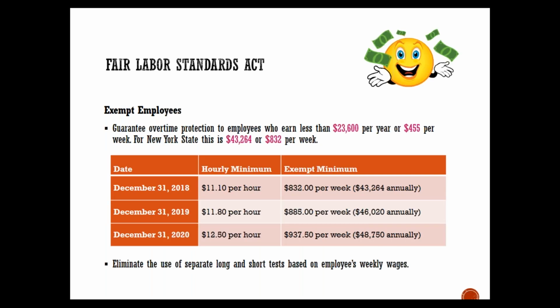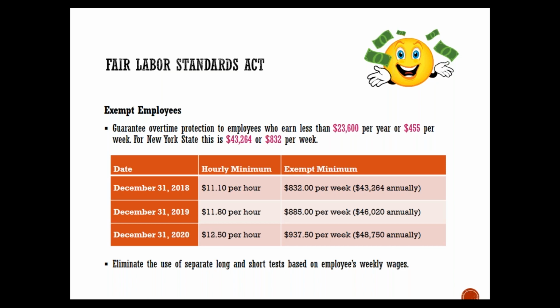Currently, exempt employees are exempt from overtime, and the federal minimum is $455 per week, which is $23,600 a year. In New York State, this is much higher, almost double. It's $832 per week, which is $43,264 for the year. This cannot be prorated for part-time employees. The first test you have to meet is the salary test, and they have to make $832 per week, regardless of hours worked.